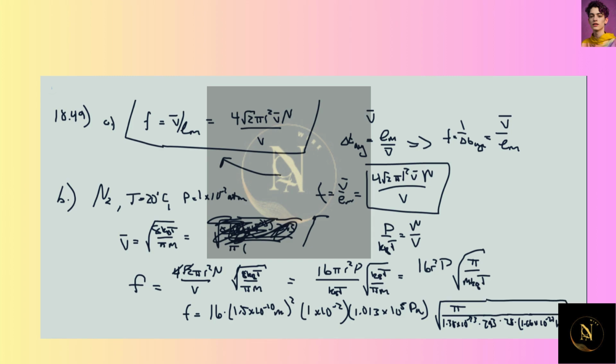Cool. So we should have everything in SI units here. So plug it into our calculator and we see that f equals 4.7 times 10 to the 7 collisions per second. Awesome. That's it.